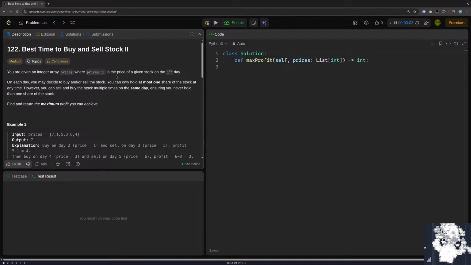122. Best Time to Buy and Sell Stock 2, medium. You're given an integer array prices, where prices[i] is the price of a given stock on the ith day. On each day, you may decide to buy or sell the stock. You can only hold at most 1 share of the stock at any time. However, you can sell and buy the stock multiple times on the same day, ensuring you never hold more than 1 share of the stock. Find and return the maximum profit you can achieve.